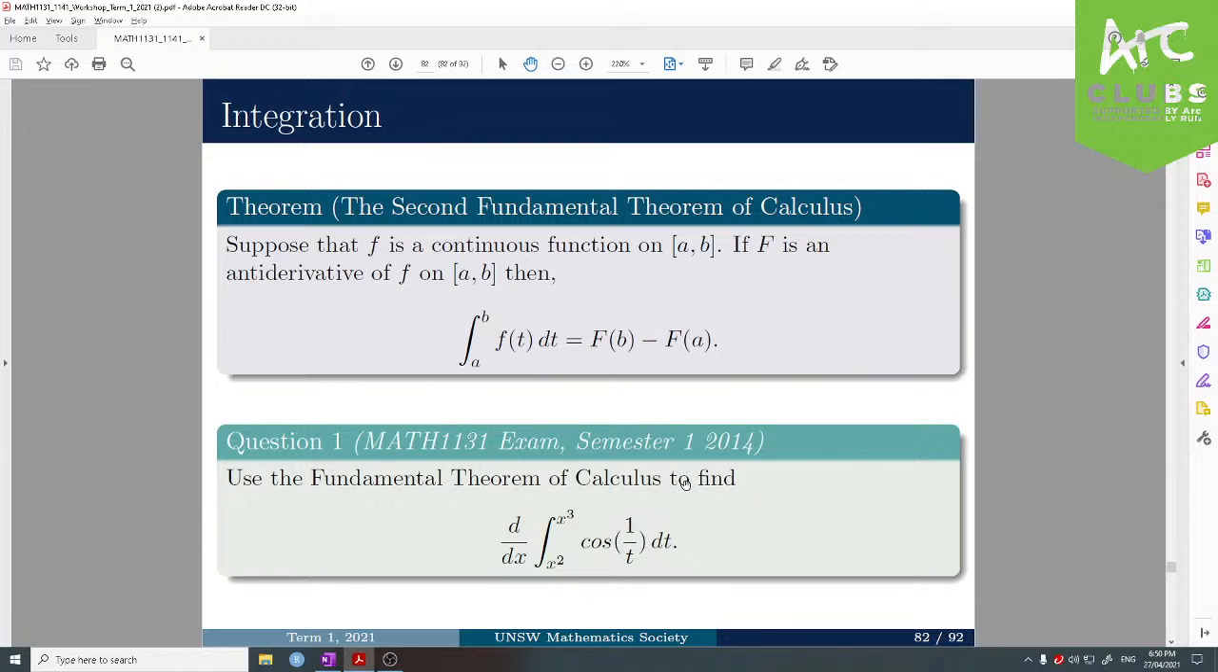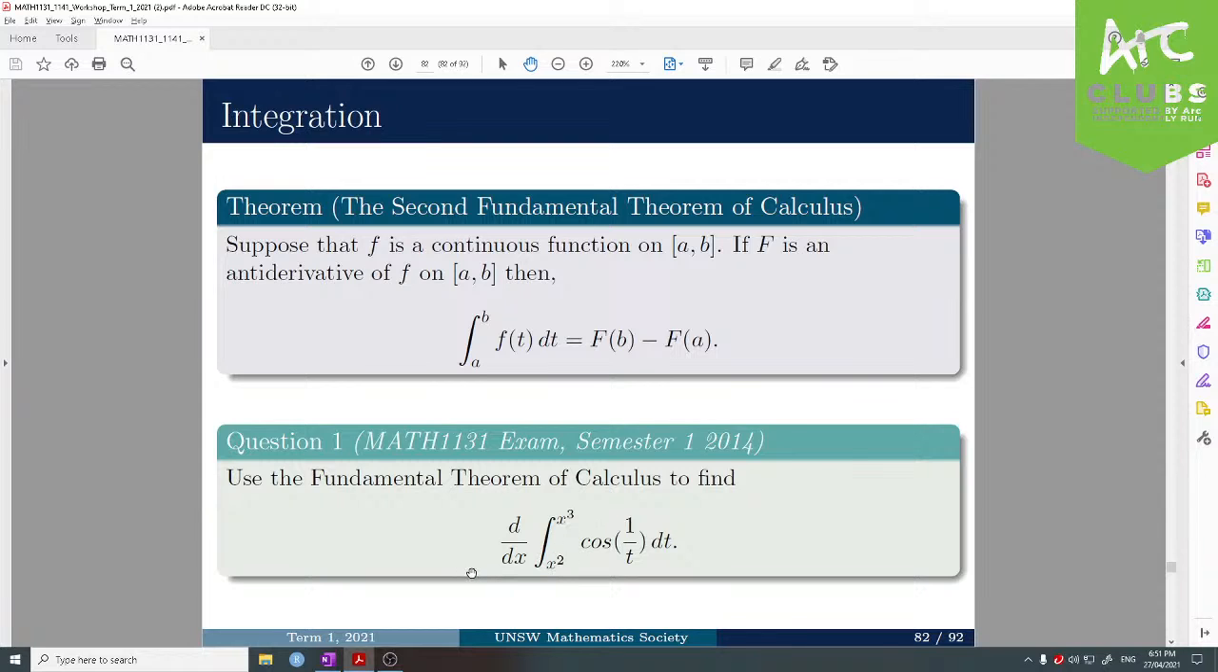So in question 1, the first example we're going to do for integration, we have to find this thing here. This looks really complicated at the moment. It has a derivative. It also has integrals, where its boundaries are also non-constants, right? They're x squared and x cubed.